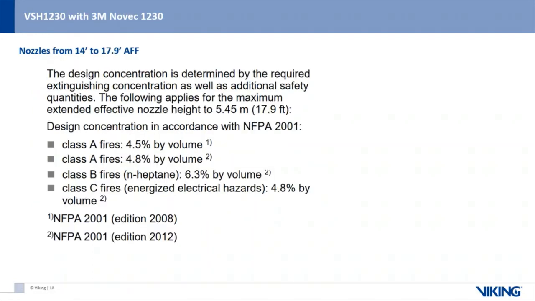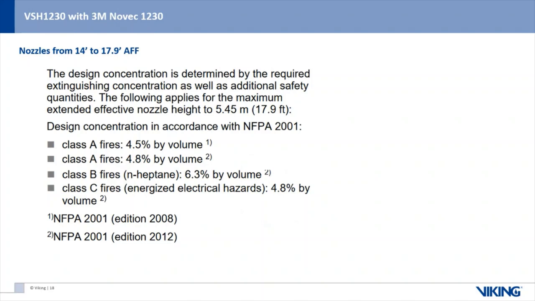Now, if we transfer to the next slide, we'll look at nozzles between 14 feet and 17.9. So now we have another design criteria for nozzles that are over 14 feet up to 17.9 feet. And so we have Class A fires in the NFPA 2001 2008 edition are now 4.5%. So we have to increase the design concentration a little bit more to comply with the extended height. Same thing with Class A fires for 2012 edition and later, we have 4.8%. So 4.8% for Class A and 4.8% for Class C. Just a little bit more agent is needed to meet the design criteria of the extended nozzle height.